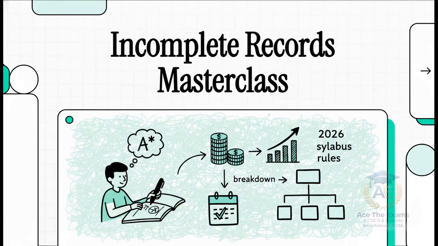I'm going to be your whiteboard coach today, guiding you through what is basically the ultimate revision masterclass for IGCSE Accounting 0452. And we aren't just aiming to pass here, we are specifically targeting that A-star grade. So if you want to completely master incomplete records profit calculation, you are absolutely in the right place. We're going to break down everything, from the brand new 2026 syllabus rules all the way to the exact step-by-step strategies that actually secure maximum marks. So grab your notes, get comfortable, and let's go.